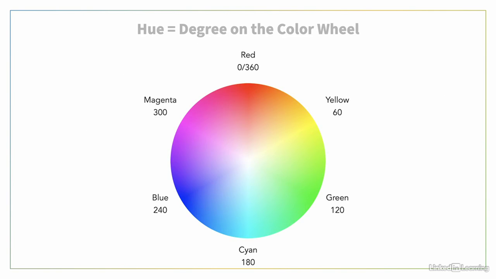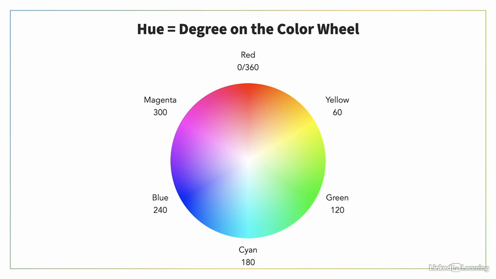hsla stands for hue, saturation, lightness, and alpha. And the last one, alpha, is optional. You can choose to make this transparent or not. Here's how hsla works and why it's so interesting. The first value, the hue value, is the degree on the color wheel. So you go anywhere from 0, which is red, all the way through to 360, which is again at the top of the color wheel, which is red, and pick a color.